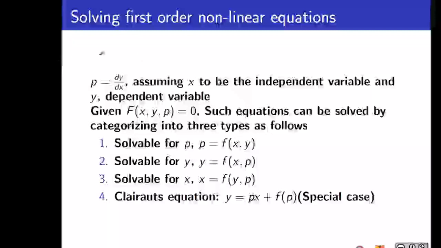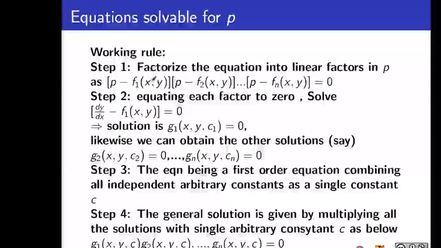Going to the discussion part, solving first order nonlinear equations is divided into three categories: solvable for p, y and x. Solvable for p, where p is nothing but the first derivative. So first we'll get into the first type of equations. The working rule tells you to factorize the p term, get the factors of p based on the order of the equation, equate each to 0, and then you find the solution by usual integral techniques. According to the number of factors, you will have that number of solutions.